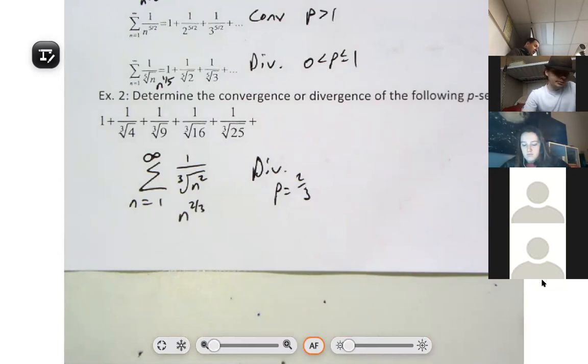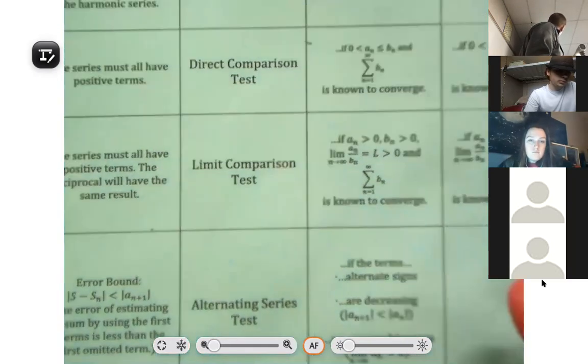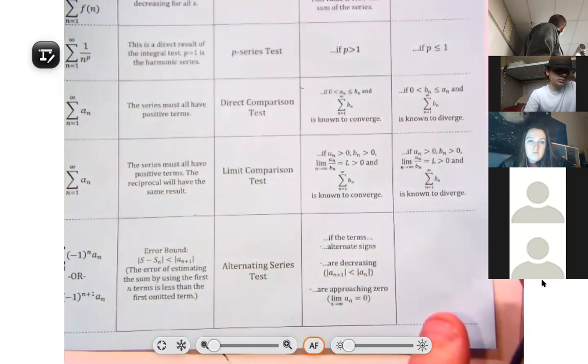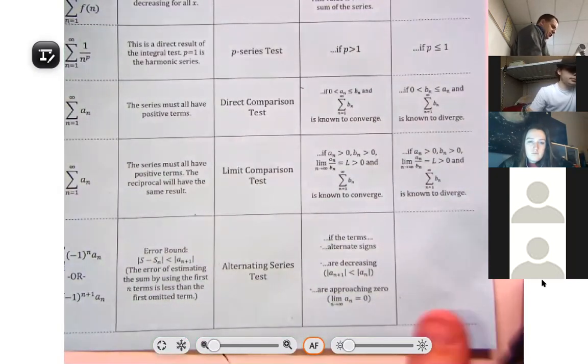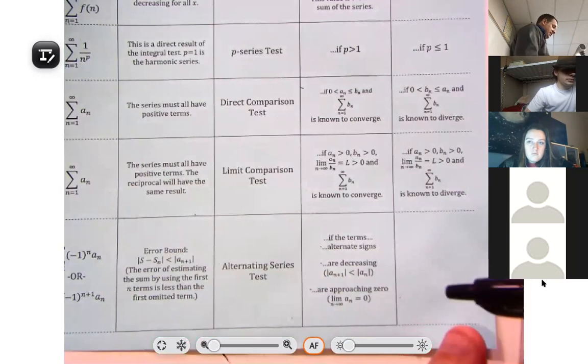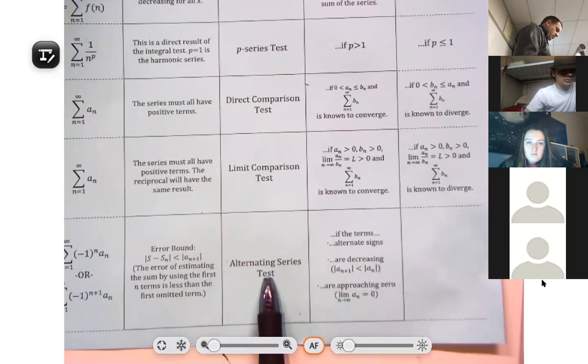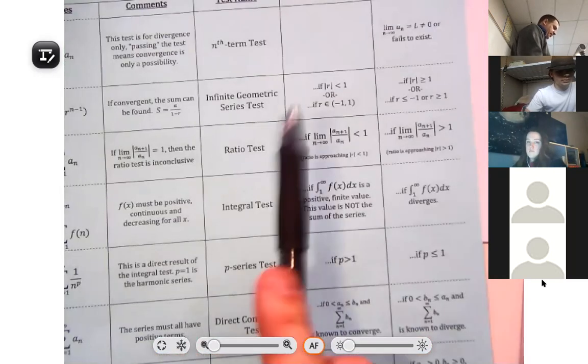So we've learned half of our tests. We've learned nth term, geometric, integral, and p-series test. In the e-learning video for Wednesday, you'll learn direct comparison test and limit comparison test. Then I think we learn alternating series. I am not sure, but yes. And then the ratio.